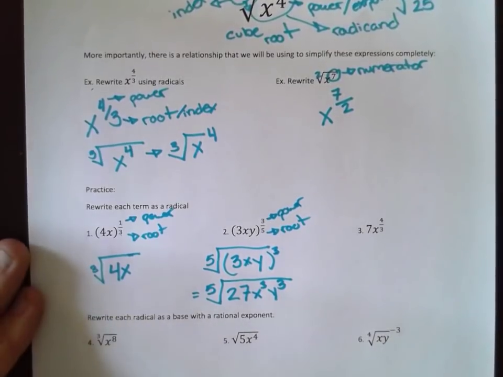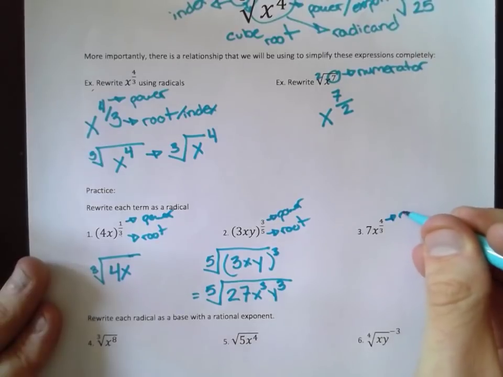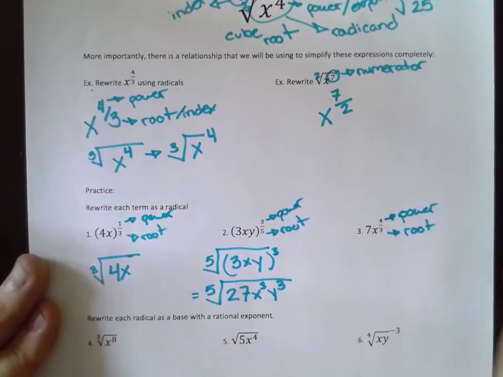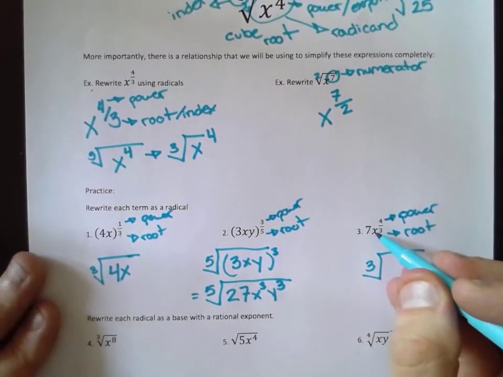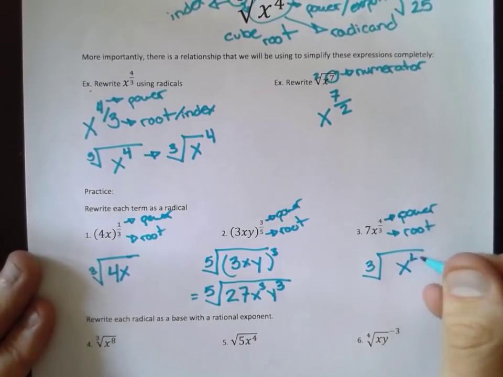So in this case, guys, you don't put everything underneath the radical. I know I'm going to have a power of 4. I know I'm going to have a root of 3. So I'm going to have a cube root of 3. Again, only x is raised to the power. So x goes underneath, and x gets a power of 4.